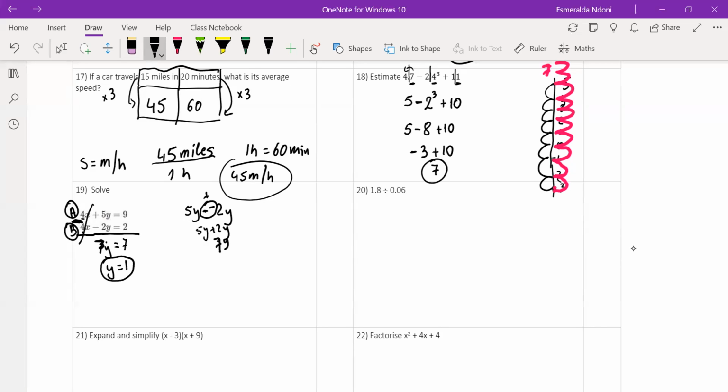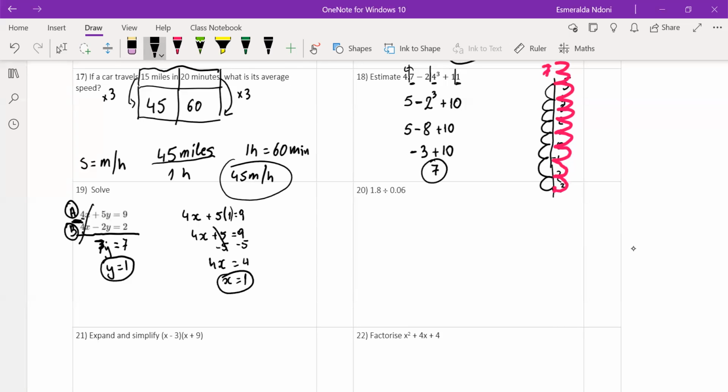I found y, but I need to find x now, because the same equation has two solutions, one for x and one for y. And I'll do that by substituting the value that I found into A. So the A equation is 4x plus 5 lots of 1 is 9. So 4x plus 5 is 9. Now I solve, taking 5 away on both sides, because I need to solve for x. There you go. They give me a 4, so x is equal to 1.